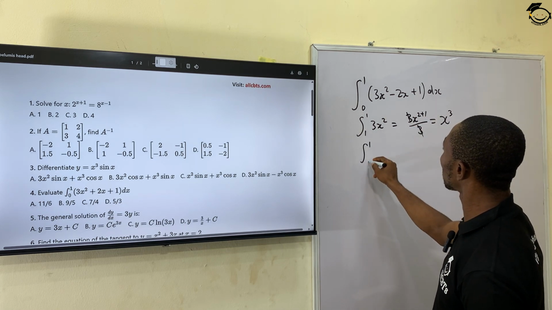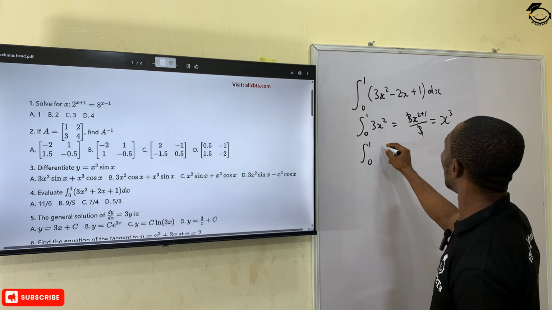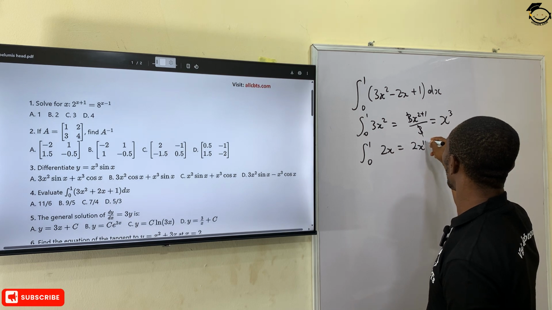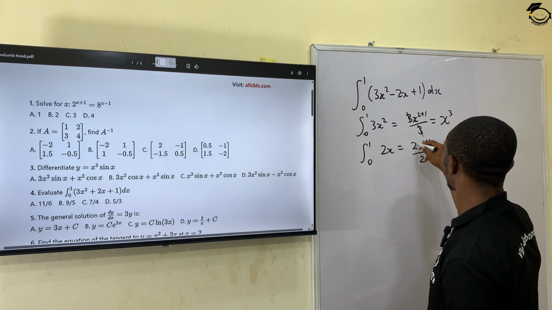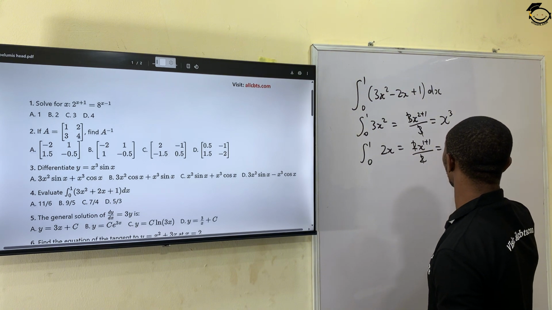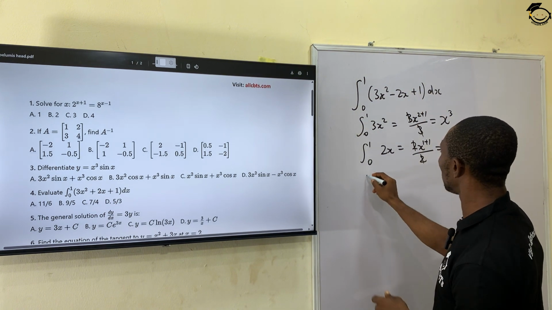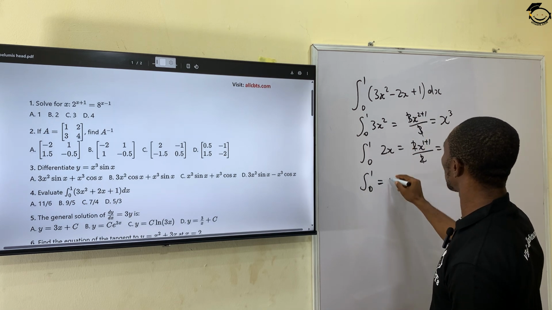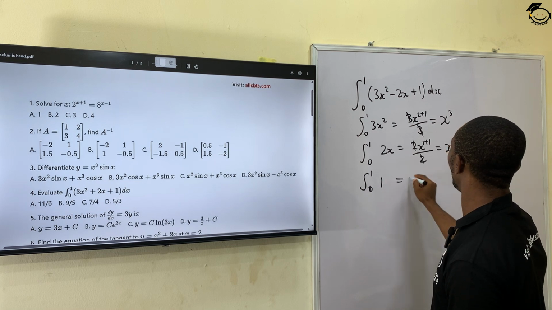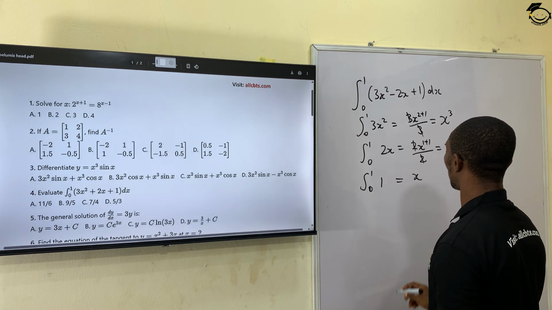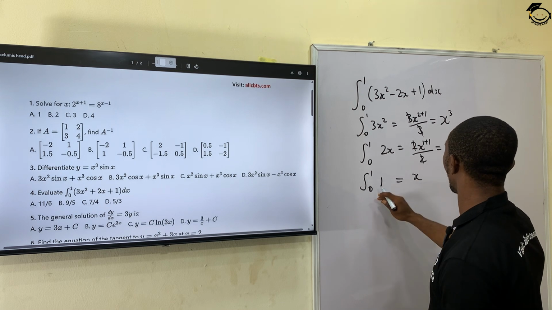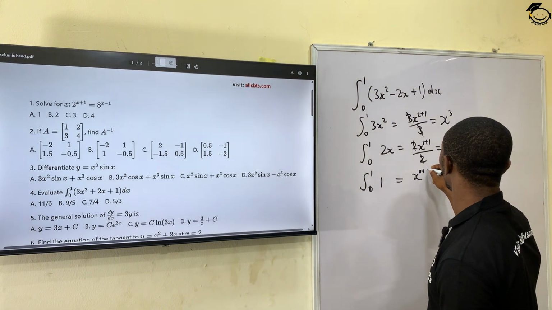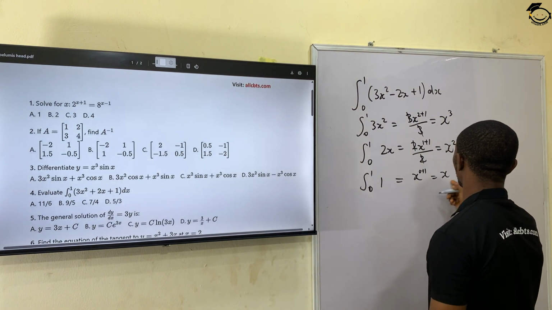And if we integrate our 2x, it leaves us with 2x to the power 1 plus 1 over 2. So this leaves us with x squared. And if we integrate our 1, integrating our 1 will leave us with x, because adding 1 to the power 0 gives x raised to the power 1, which is x.